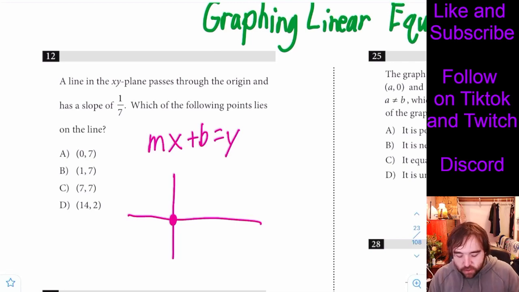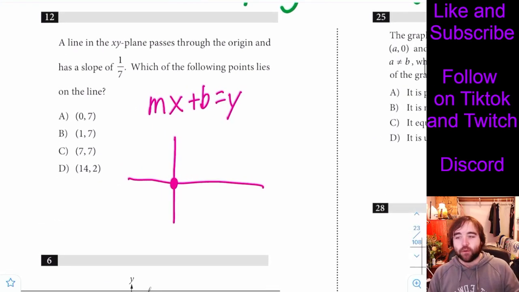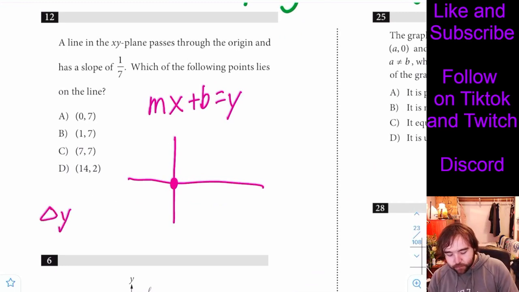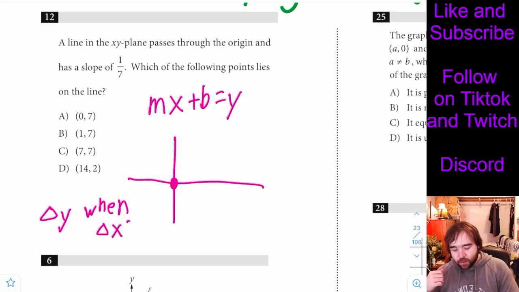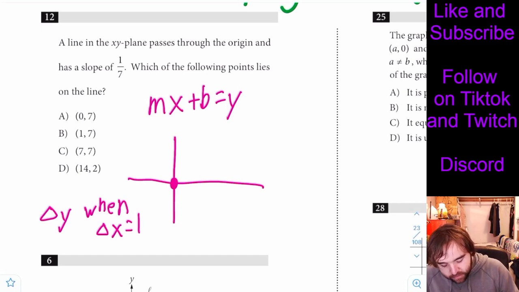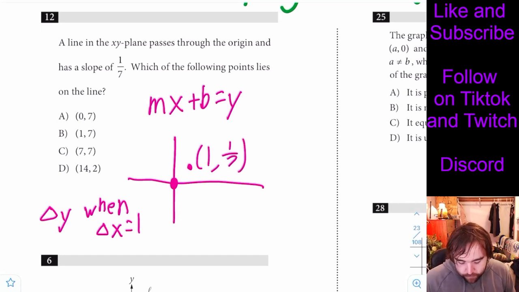So what that tells us, there's two things about the slope. One, which we're not going to use here, is that the slope is how much the y changes. So remember delta, the triangle, that means change. So the change in y when the change in x is 1. So that's true in this case. When x goes up by 1, y is going to go up by 1/7. So that is 1 point. But we don't need to think about that here. That's kind of too much, actually.